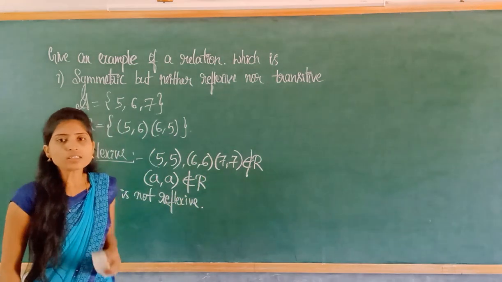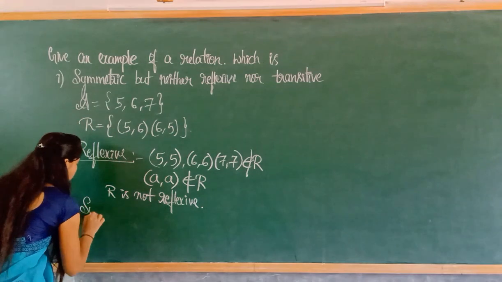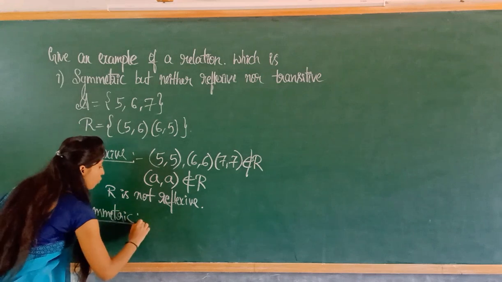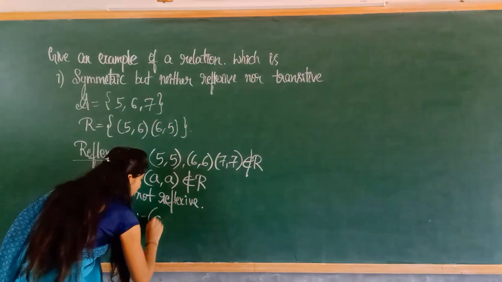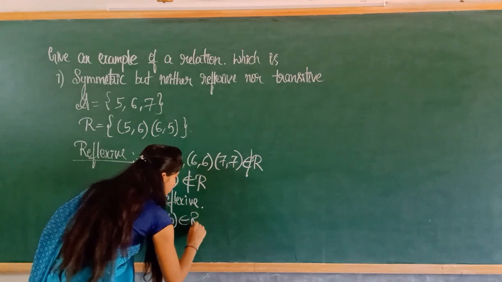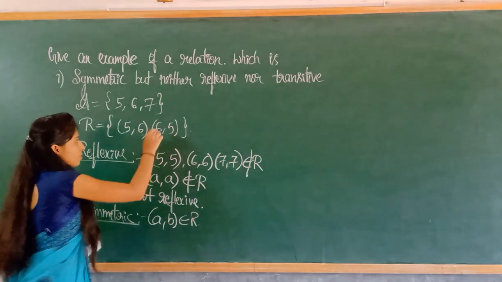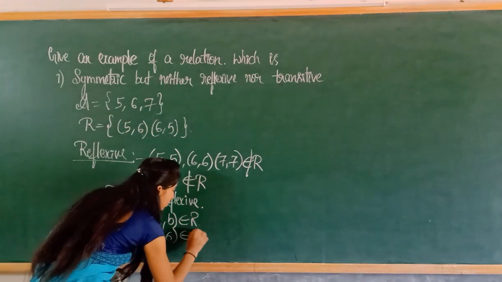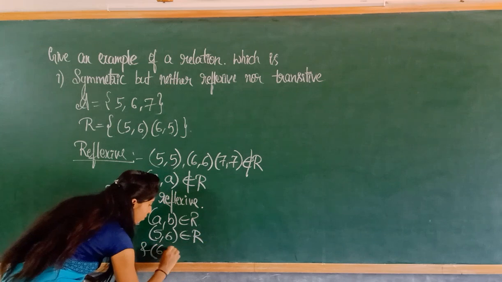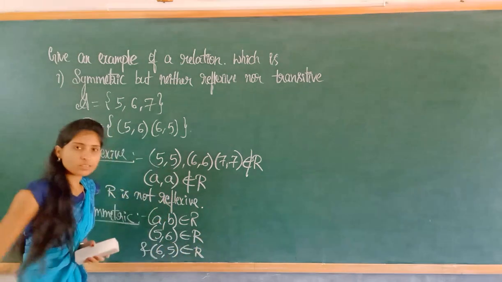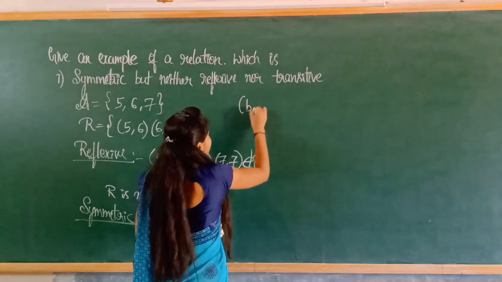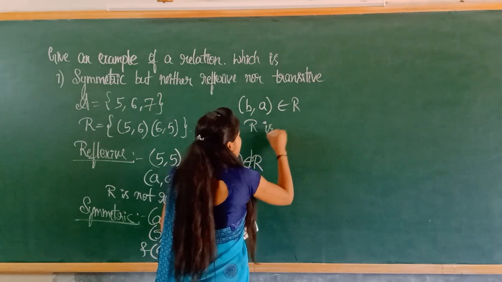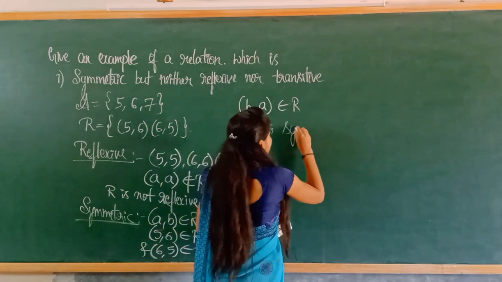Okay. The next is symmetric. For symmetric, the condition should be: if (a, b) belongs to R, then (b, a) also belongs to R. Here (5, 6) is there, then (6, 5) is also in the relation, right? So (5, 6) belongs to R and (6, 5) also belongs to R. Therefore, (b, a) also belongs to R. Therefore, R is symmetric.